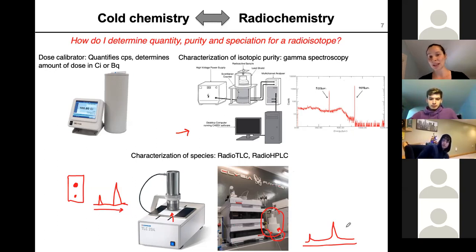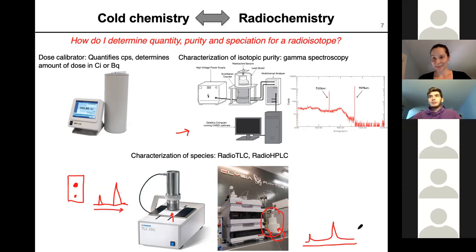So you actually make the non-radioactive version of your compound in the right speciation and use all your macroscopic tools to characterize that species. And then you produce a trace, for instance, with UV on the HPLC, that you can then directly compare and overlay with your HPLC trace that you get on the hot side of the chemistry. Okay. Does this make sense? Yes.